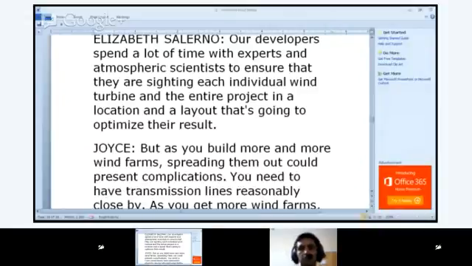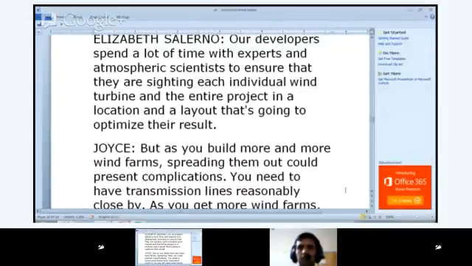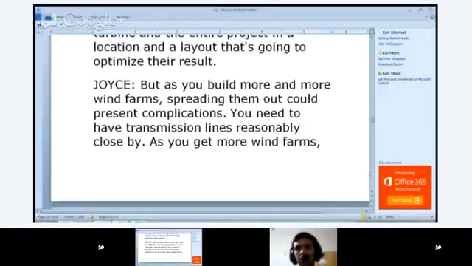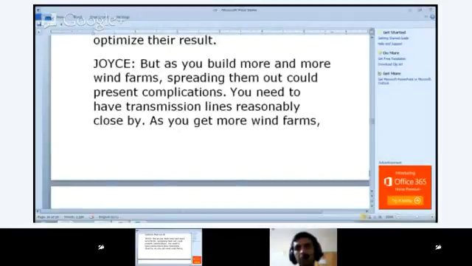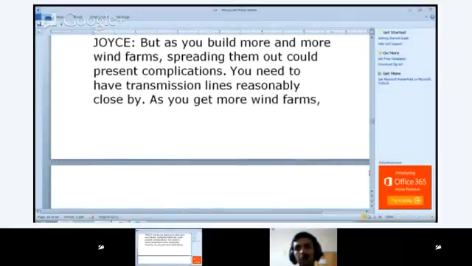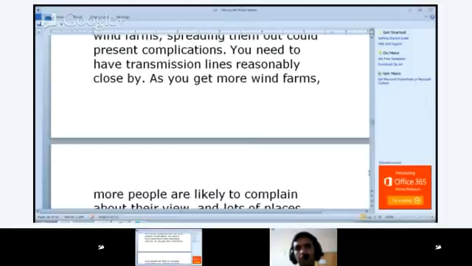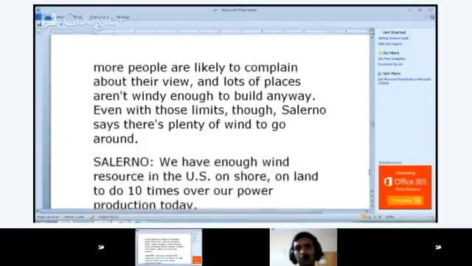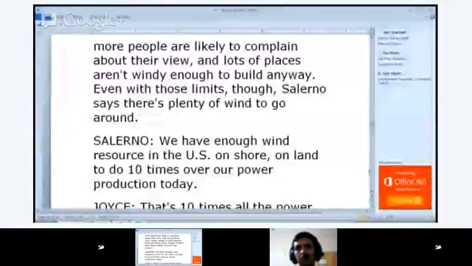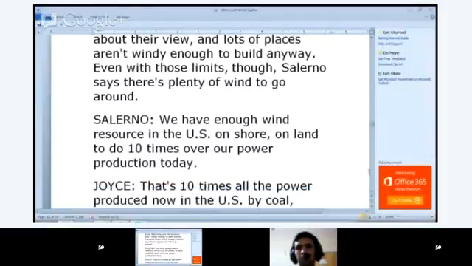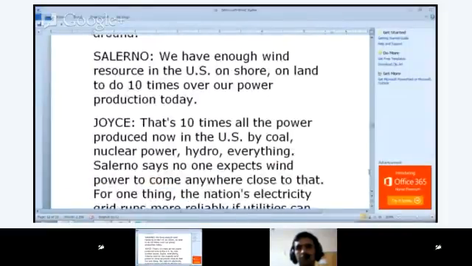But as you build more and more wind farms, spreading them out could present complications. You need to have transmission lines reasonably close by. As you get more wind farms, more people are likely to complain about their view, and lots of places aren't windy enough to build anyway. Even with those limits, though, Salerno says there's plenty of wind to go around. We have enough wind resource in the U.S. onshore, on land, to do 10 times over what our power production is today. That's 10 times all the power produced now in the U.S. by coal, nuclear power, hydro, everything.